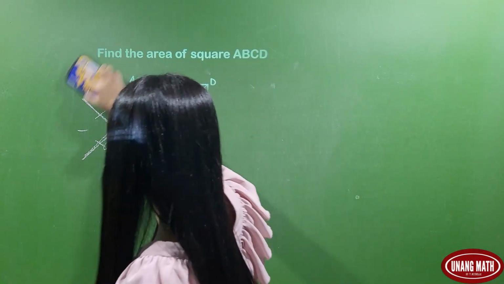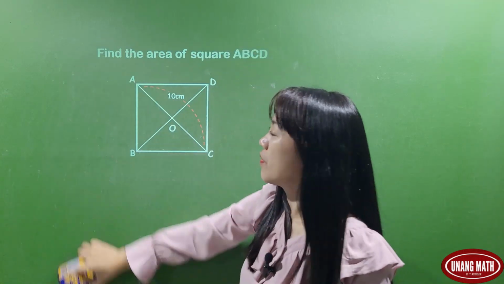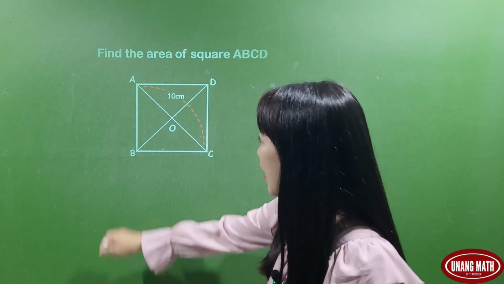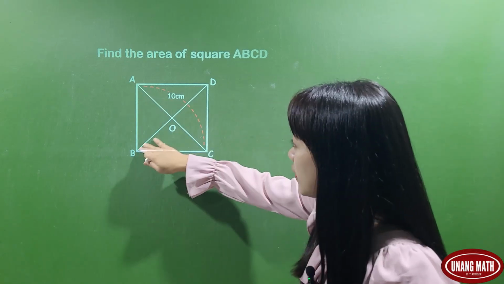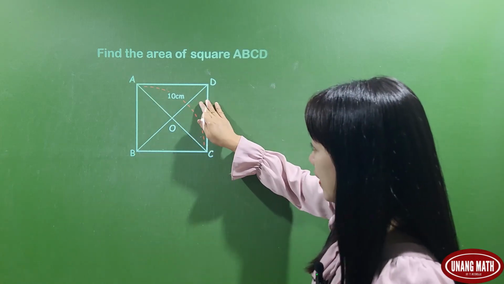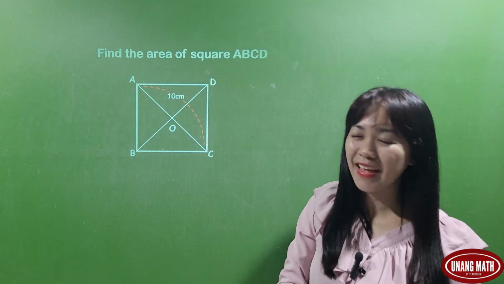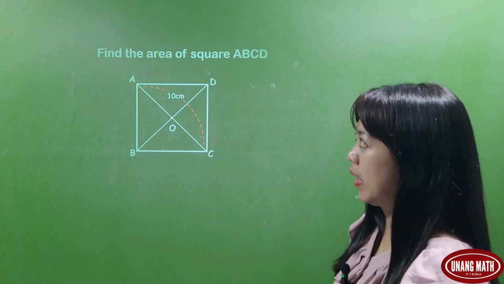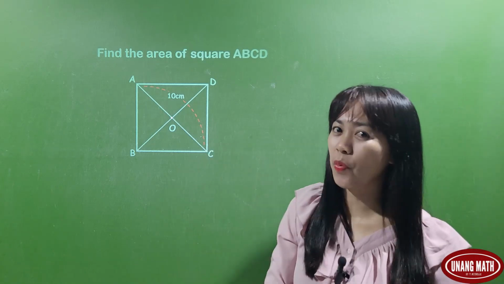Okay, now let's answer these simple questions. The first one is, we will find the area of square ABCD. So we have this square ABCD, and the two diagonals are also drawn here, and the diagonal measures 10 centimeters. They meet at this point O. The question is, we will find the area of this square.